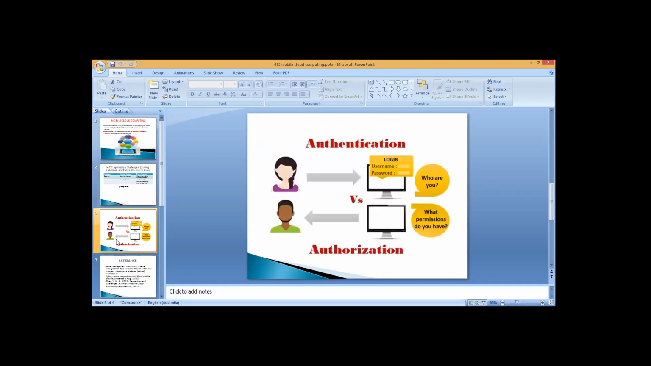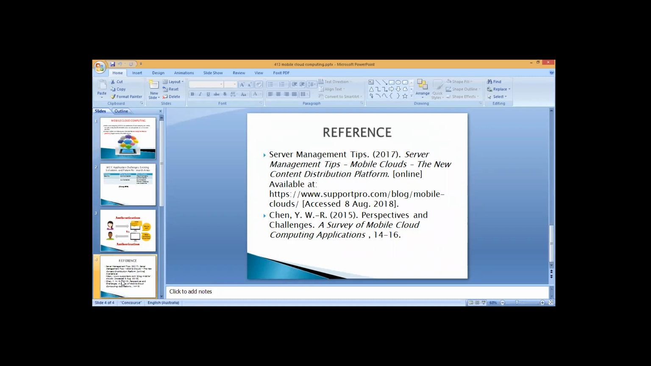I went through these both words, which is authentication and authorization. It's somewhat similar, but when we look at the difference, authentication is to identify who you are. And when we look at authorization, it's what permissions we have, what data to access. And mobile cloud computing provides both, but needs improvement. That's all that I have. And these are my references. Thank you.